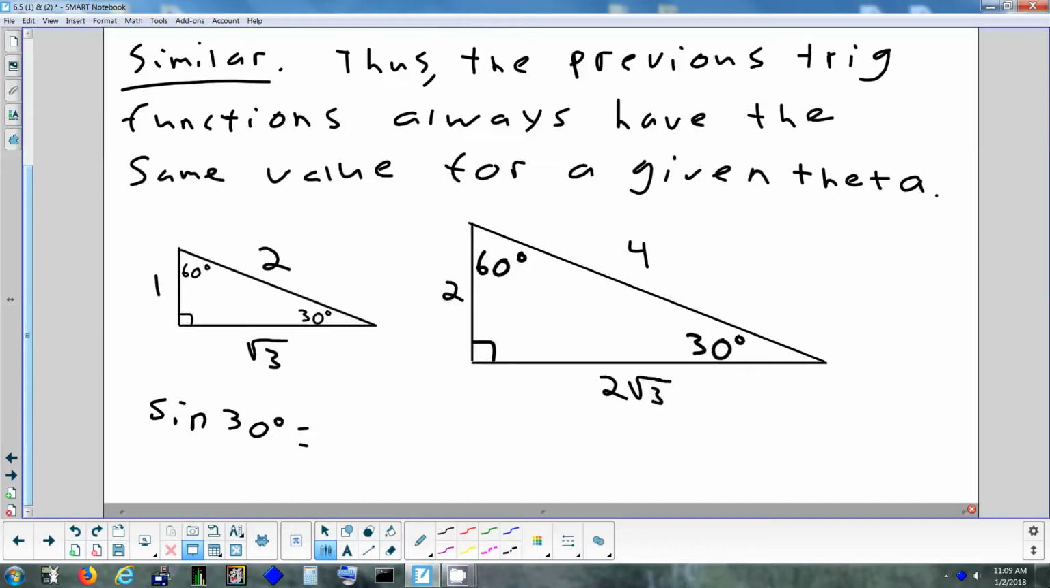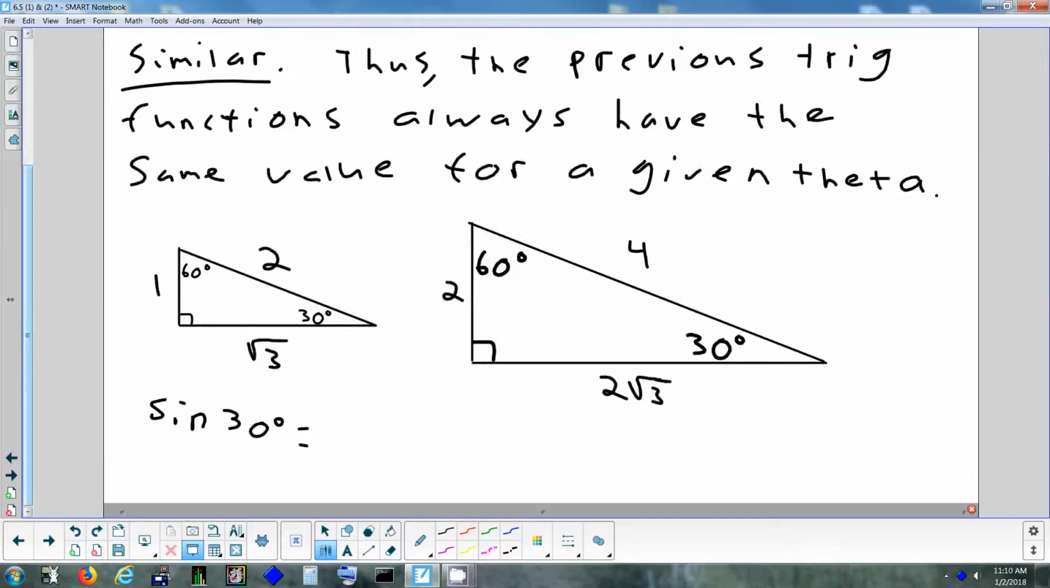Now, I could have picked any trig function. I could have picked the cosine, I could have picked the tangent, it doesn't matter. And I could have picked the 60. I just chose the 30. Can somebody remind me, what's sine? It's what divided by what? Opposite divided by hypotenuse.